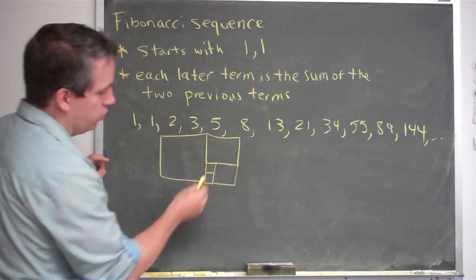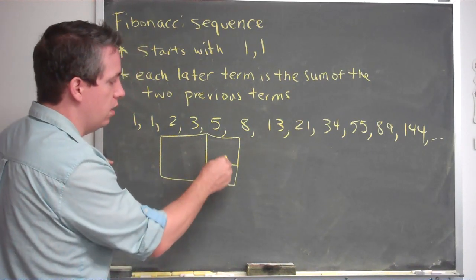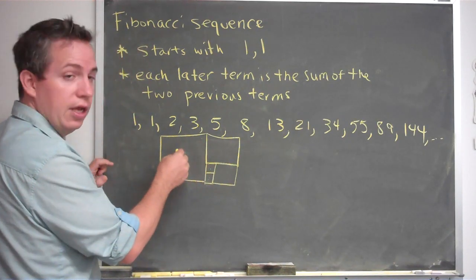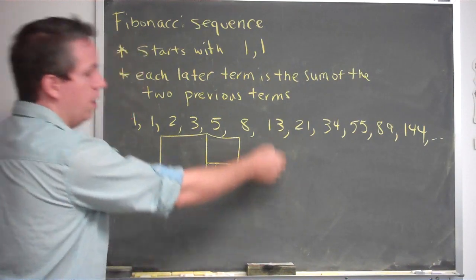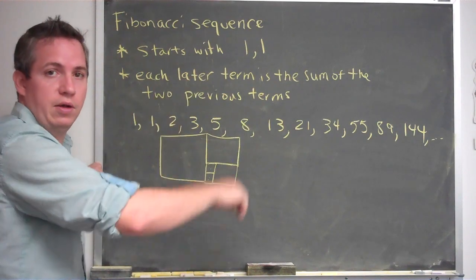Now I'm going around, so my first square was right here, then I put one down to the bottom, then to the right, then to the top, then to the left. The next one will go to the bottom, and then to the right, and then to the top, and then to the left. And it will go around in a counterclockwise fashion.